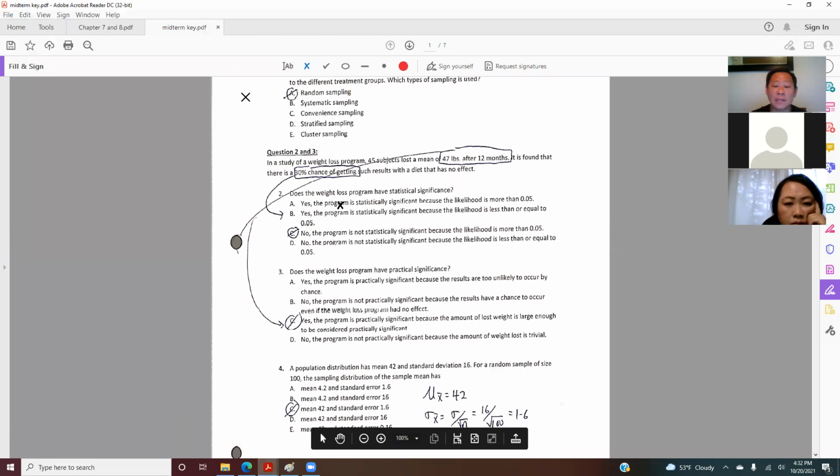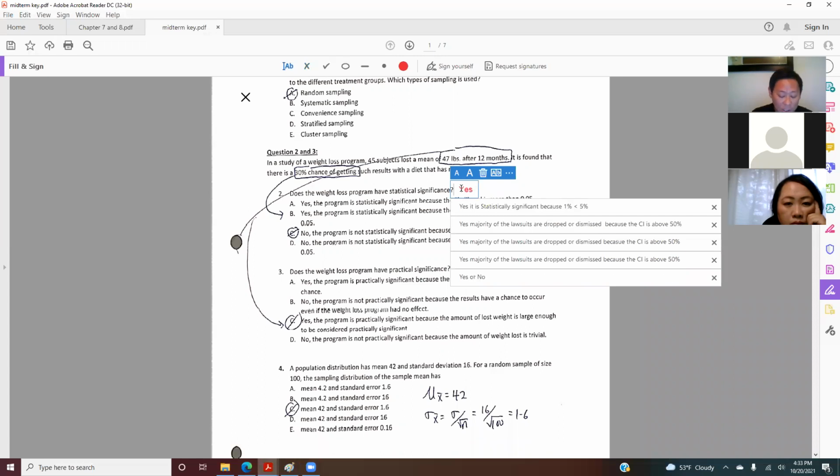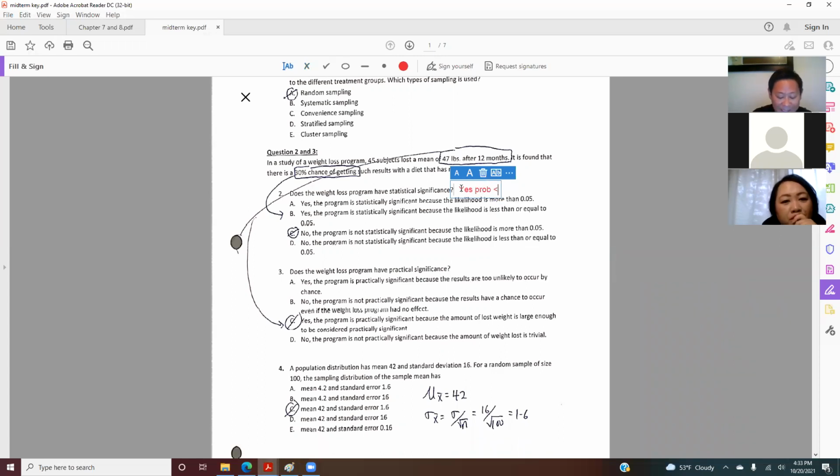Question 2, is this statistically significant? To answer yes, it is statistically significant, your probability has to be less than or equal to 5%. But if you look at this, this is a 30% chance. This 30% chance is not less than 5%. So your answer in this case is that this is not statistically significant, because the chance of this happening, 30%, is more than 5%. Make sure you guys understand, this is back in chapter 1.